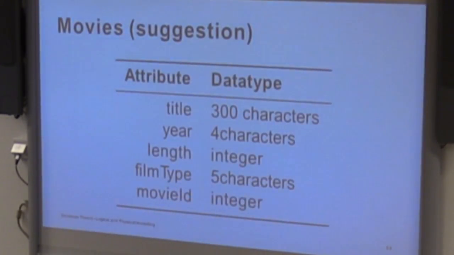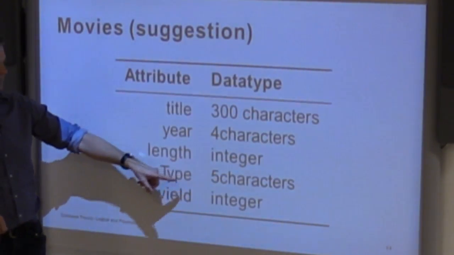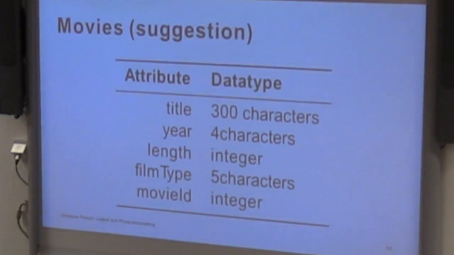So as an example, your title might contain at maximum 300 characters, and the year is 4 characters because we chose to make it a character instead of an integer, because an integer took perhaps too many bytes here, or perhaps it just felt better to make it 4 characters. So that's something you should ask the creator of that table: why did you choose characters and not an integer? The length is an integer. The film type is a maximum of 5 characters, and the movie ID is an integer.